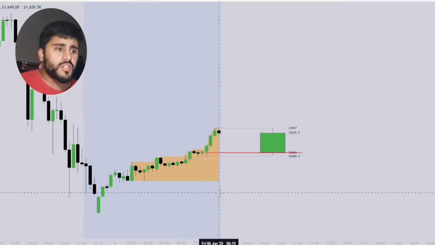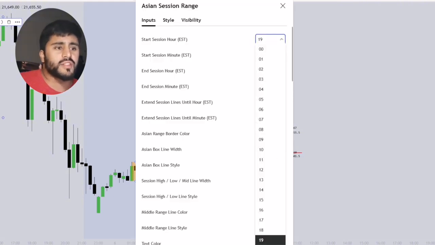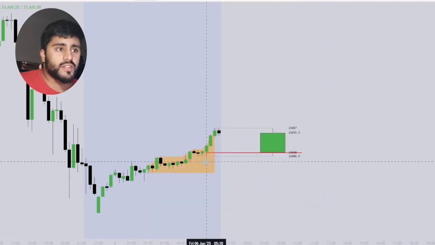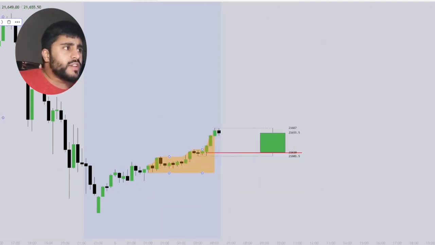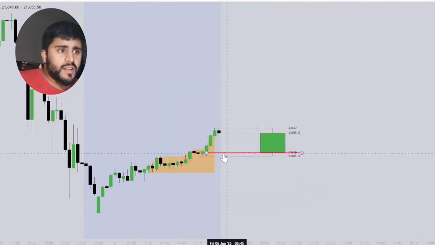So for those who don't know, the Asian range, specifically, if I go and change the settings to make it correct myself. The Asian range is from 8 p.m. to midnight New York time, right? So let's get that right. So this is now the Asian range like this. The Asian range itself is very important because it gives us an accumulation of the markets, right? So once that's done, I'm just going to change that now to the New York midnight opening price, which is going to be around here.